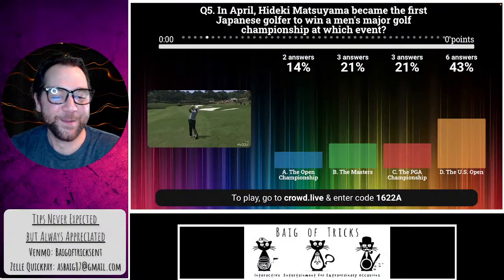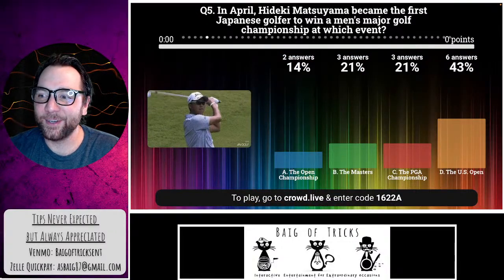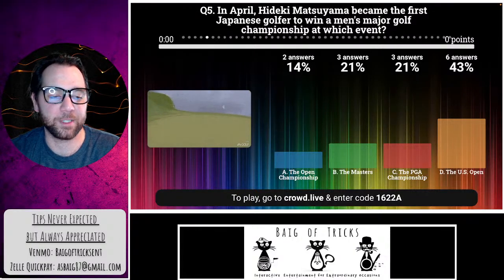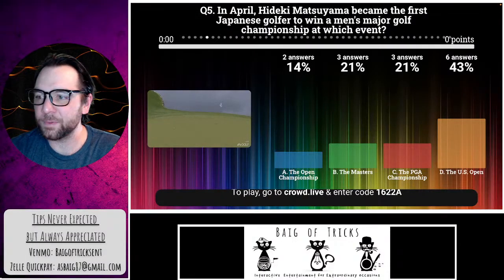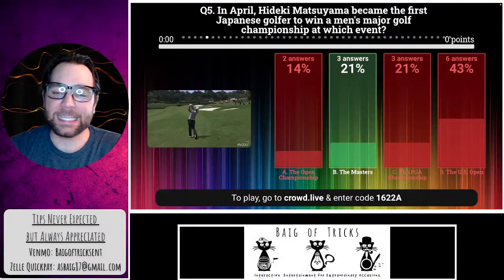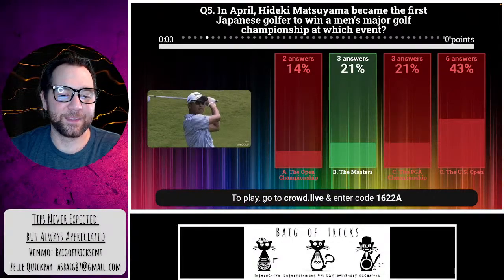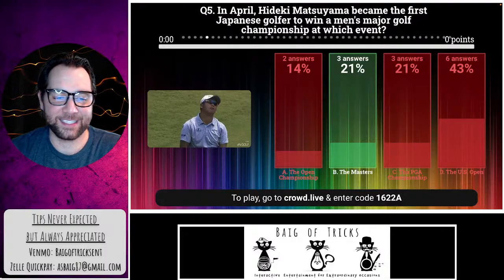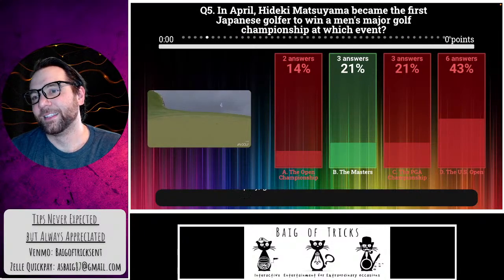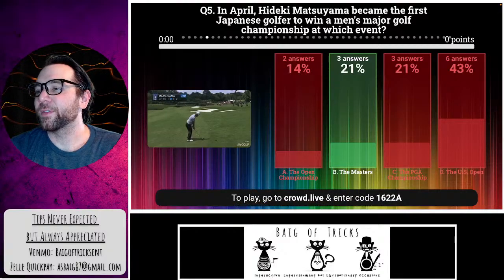2 people said the Open Championship. 3 people each said the Masters and the PGA Championship. 6 people said the U.S. Open. The correct answer, the Masters. B, the Masters. They get a green jacket. They do get a green jacket, but I didn't do that on purpose. I knew that, but I didn't know the answer. All right, here we go. That is question 5, so we'll take a look at our standings for the first time.